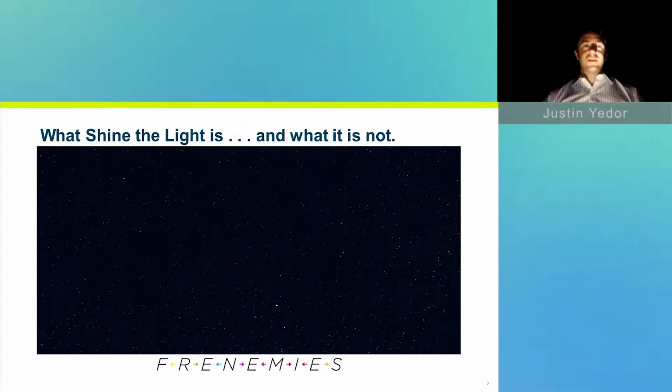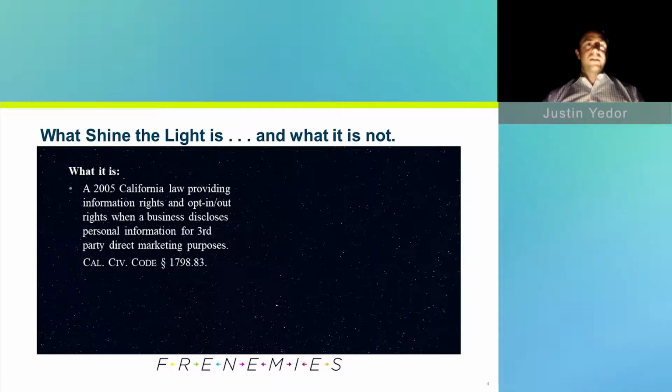Well, Shine the Light is still on the books, and it includes some specific requirements that are different from those of CCPA. Now you ask, why wasn't all of this just incorporated into CCPA? Unclear. But let's focus on what we do know, what Shine the Light is and what it is not. Shine the Light is a 2005 California law providing information rights and an opt-in, opt-out right when a business discloses personal information for a third party's direct marketing purposes. Shine the Light is also still in effect after CCPA.